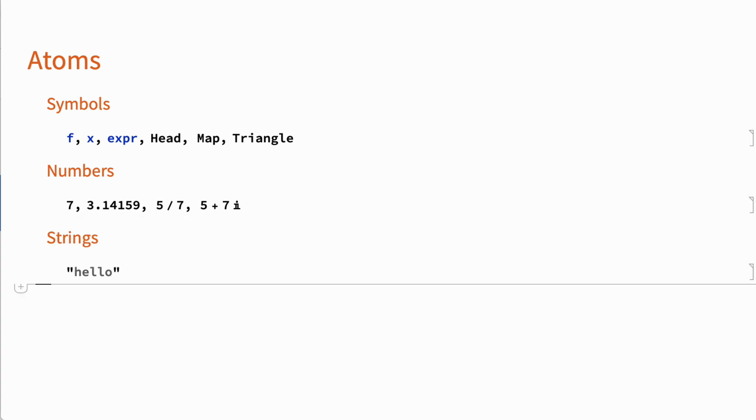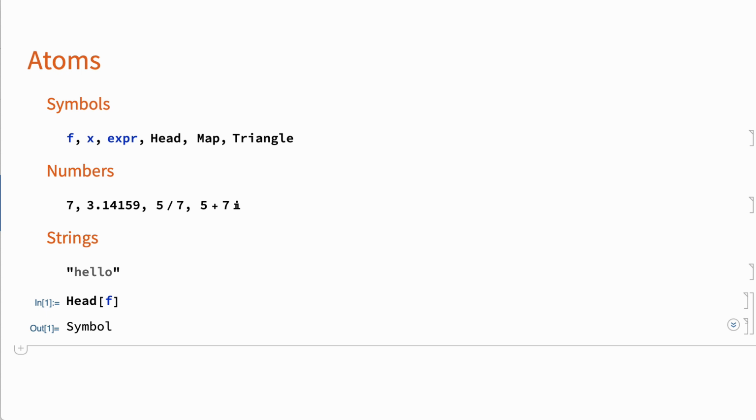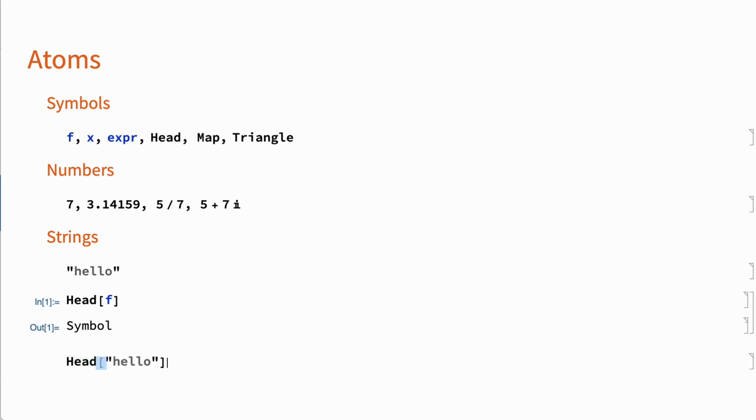Expressions that aren't normal expressions are atoms. The three basic atoms in the Wolfram language are symbols, numbers, and strings. Although atoms do not have parts in the same sense that normal expressions have parts, atoms can still behave as if they have parts. Atoms have heads, for example.